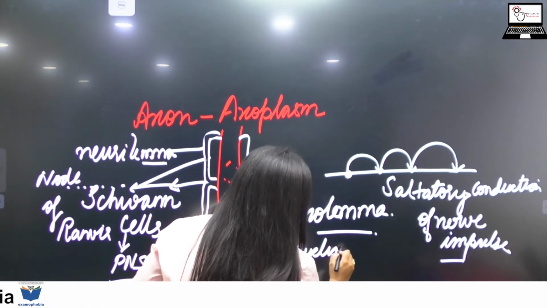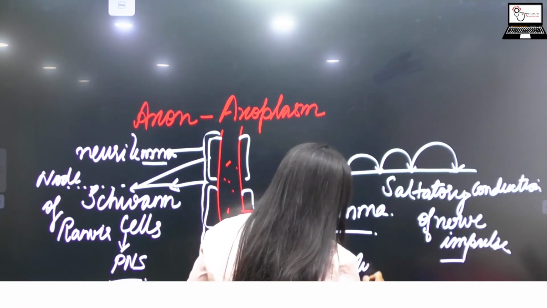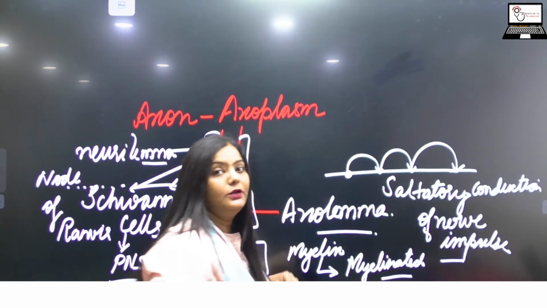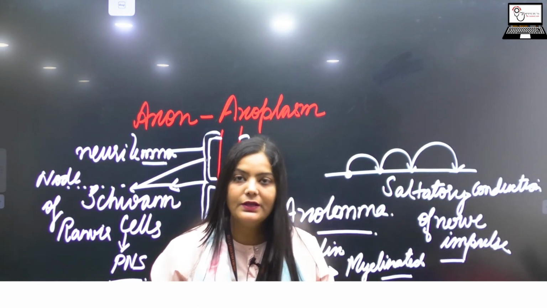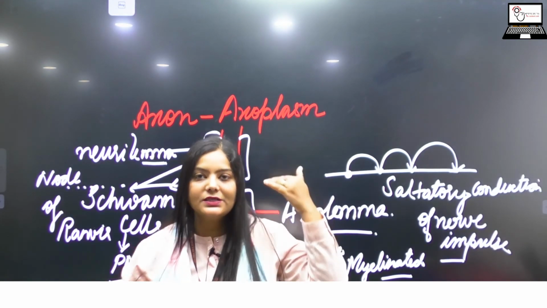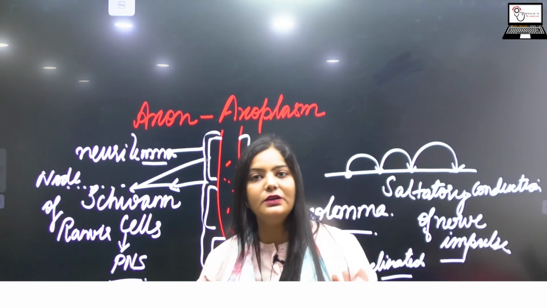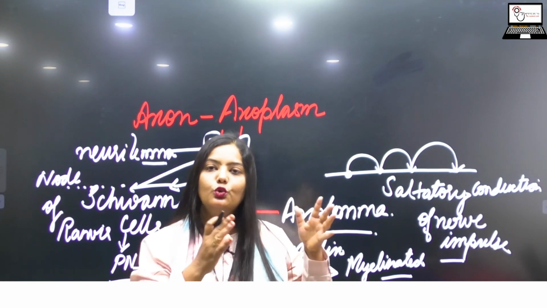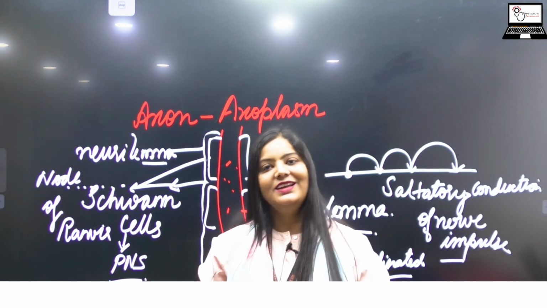So the neurons which have the myelin coating, a layer of lipid coating, are called myelinated or medullated, and those which don't have myelin are called non-myelinated or non-medullated. Myelinated neurons have nodes of Ranvier and a faster transfer of nerve impulse. This type is called saltatory conduction of nerve impulse. Those which are non-myelinated have a slower transfer of nerve impulse. Okay, I hope the topic is clear to everyone. Thank you.